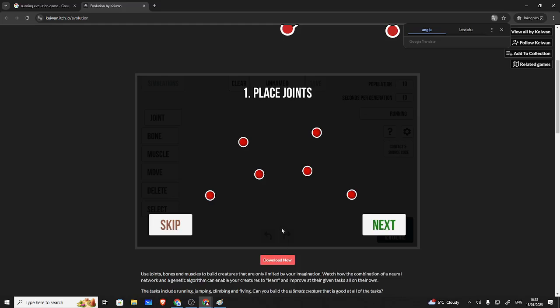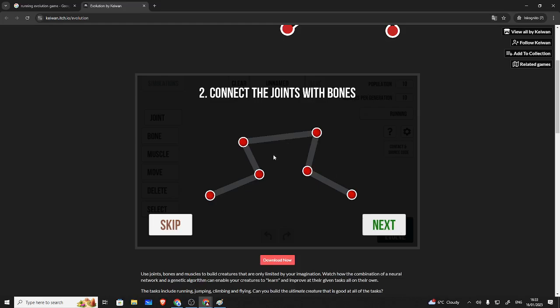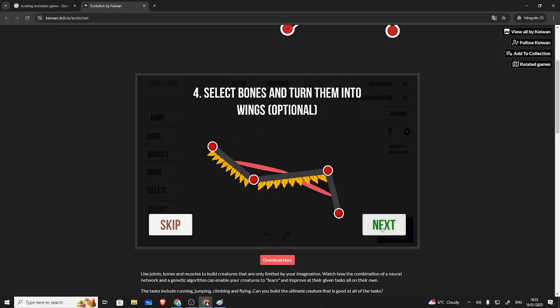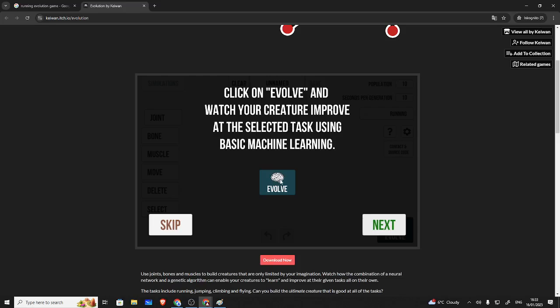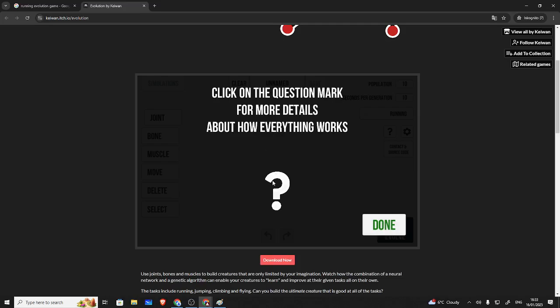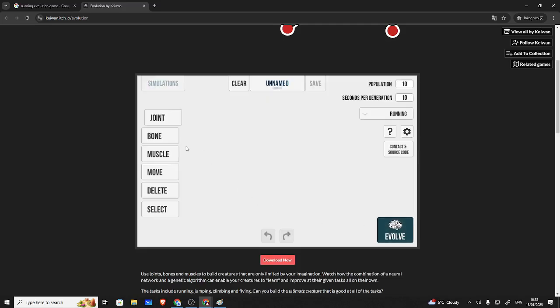Unity. Okay, yeah. All right. You place joints, next, connect joints. Connect bones with muscle. You want some wings? Sure, you get wings. All right. Evolve. That's what you'll have to do. Okay, that's the tutorial.